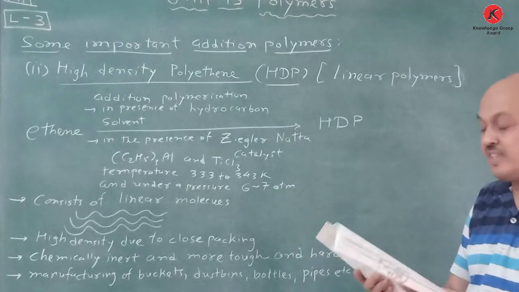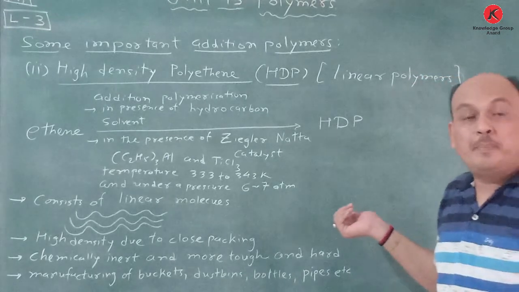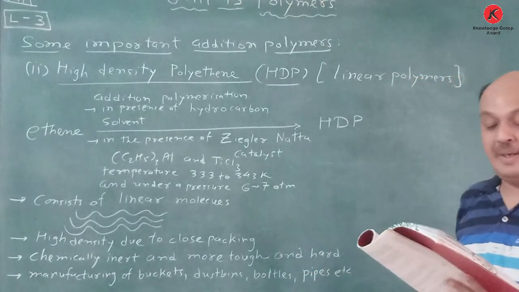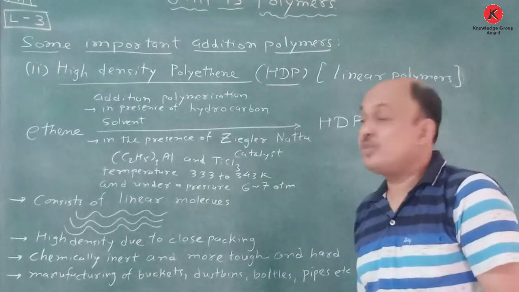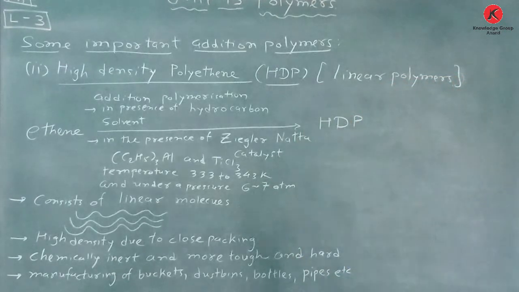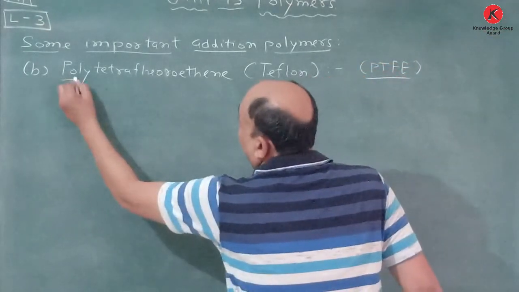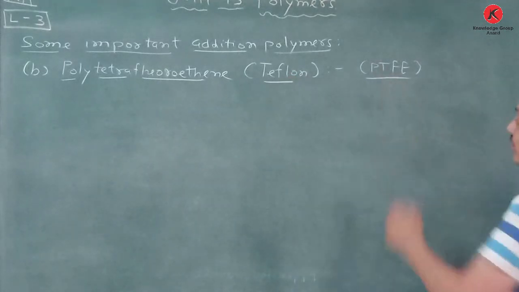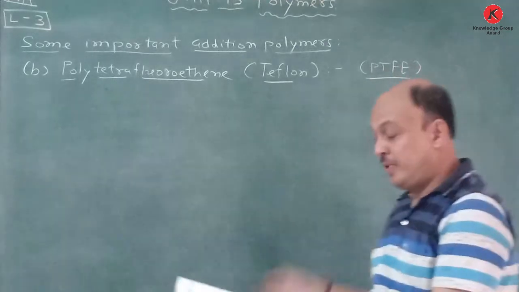Now we switch on towards the next important addition polymer, that is polytetrafluoroethene, which is called PTFE, and which is also known as Teflon. So write down this. Now we switch on towards another important addition polymer, polytetrafluoroethene, called Teflon, and the short name is PTFE. It's a very important polymer.